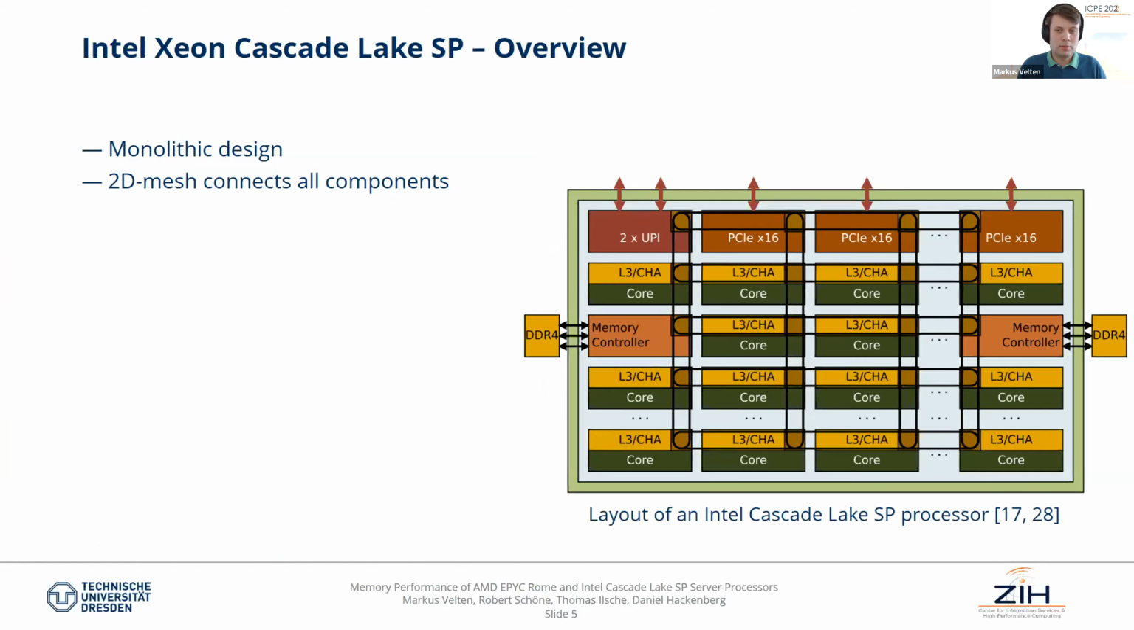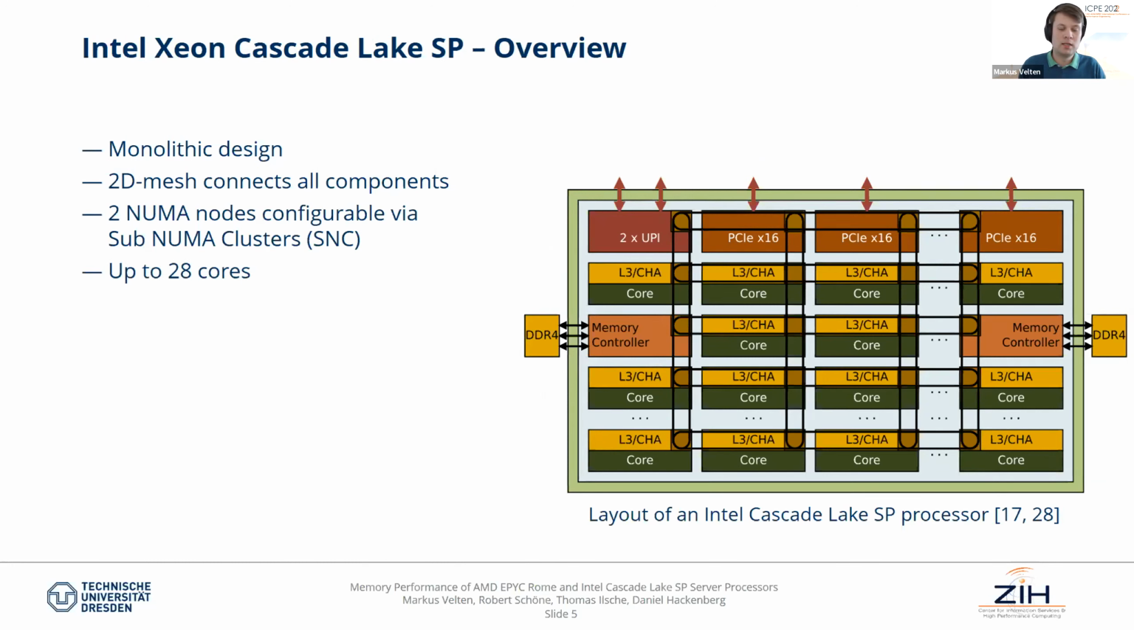Intel uses a different approach for their Cascade Lake SP processors. They use a monolithic design in which all components are aligned within a 2D mesh grid. The system is not by definition a NUMA system, but it can be configured to expose 2 NUMA nodes to the operating system via the sub-NUMA cluster setting. These processors come with up to 28 cores and use the MESIF coherence protocol, so cache lines can be in states modified, exclusive, shared, invalid, and forwarded.